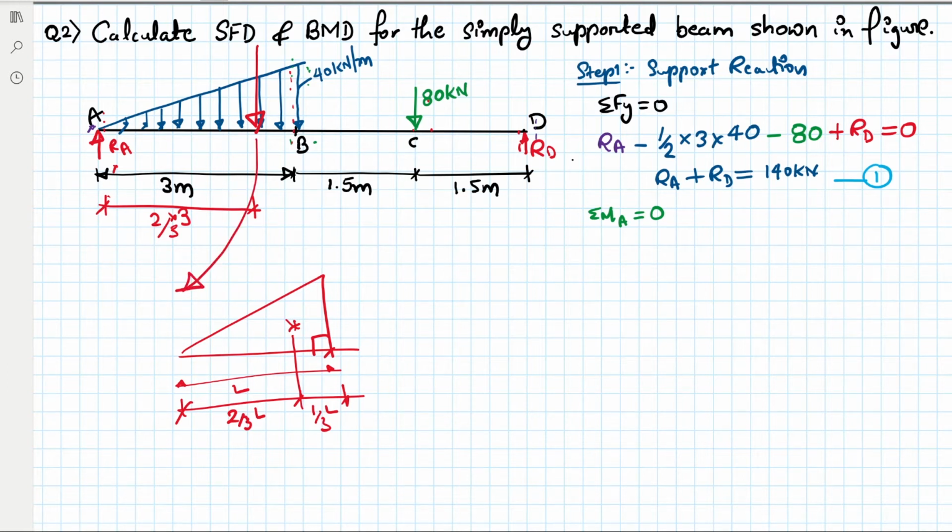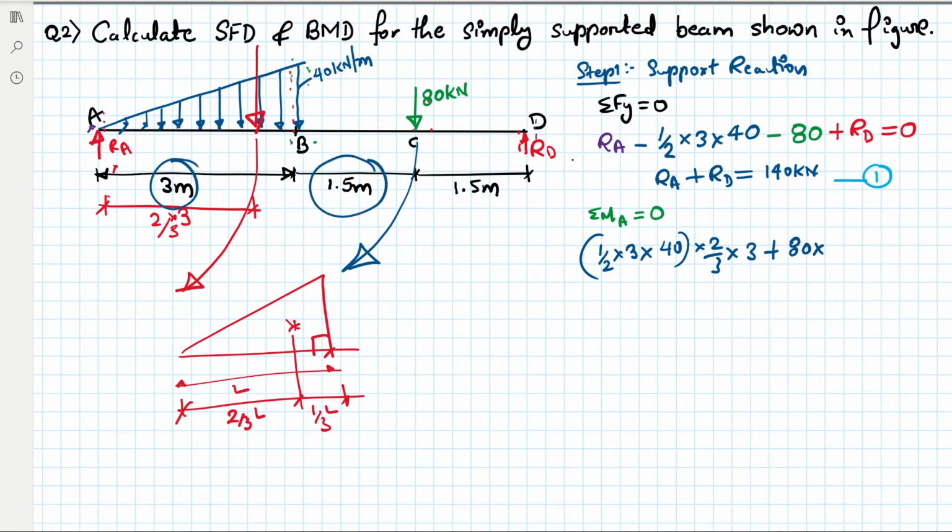Now if I take that triangular load about A, it is going to rotate point A in clockwise direction. So first I will find the intensity of that load, that is half into base 3 meter, into height of the triangle 40. It is going to rotate clockwise, therefore positive, into 2/3 of the base 3 meter, that is the distance. Then we have the point load, 80 kilonewton. About A, it is going to rotate again in clockwise direction, that is 80 into the distance, 3 meter plus 1.5 meter, total 4.5 meter.